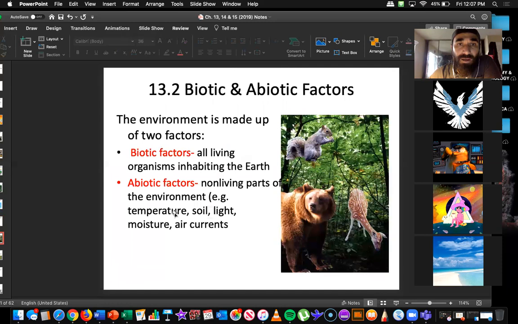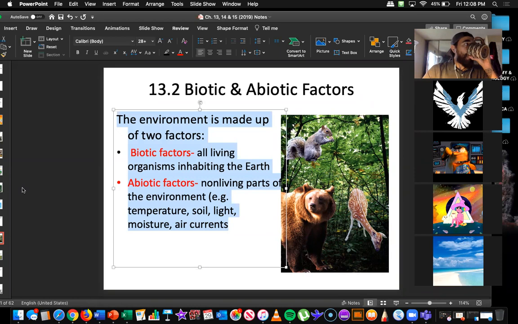All right, so what's the difference then between living and non-living things? Why are we separating these two? Can you read us this slide, please, Jaime? All right. The environment is made up of two factors, biotic factors, all living organisms inhabiting the earth, and abiotic factors, non-living parts of the environment, like temperature, soil, light, moisture, air currents, etc.